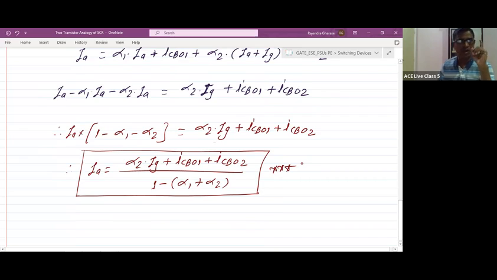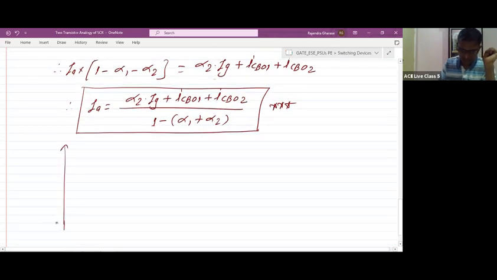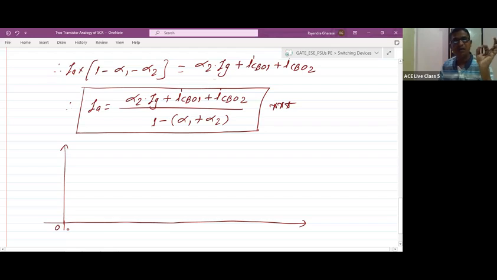Now, with the help of this expression and one plot, I am going to draw here, that plot will be between IE, that is the emitter current, versus alpha, and that plot is valid for all the silicon transistors. Let me draw that plot. You can simply Google it, you will understand what this plot is. Plot between alpha versus IE.